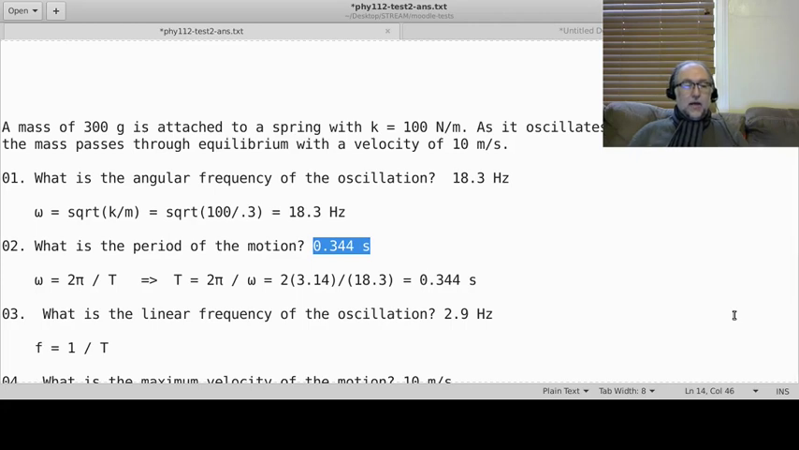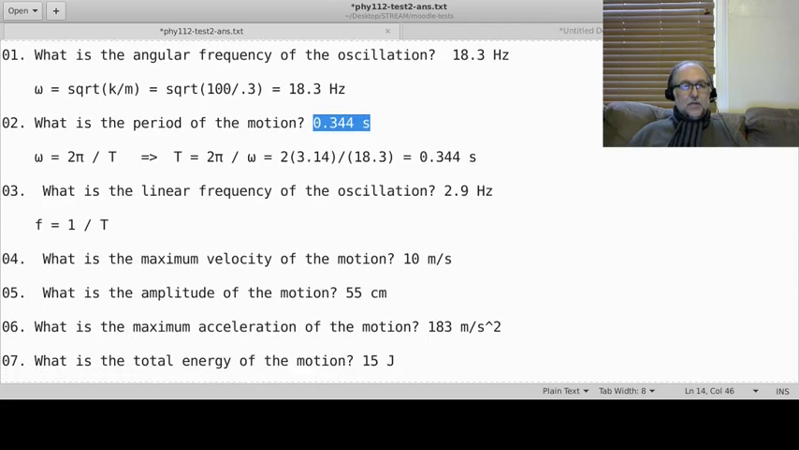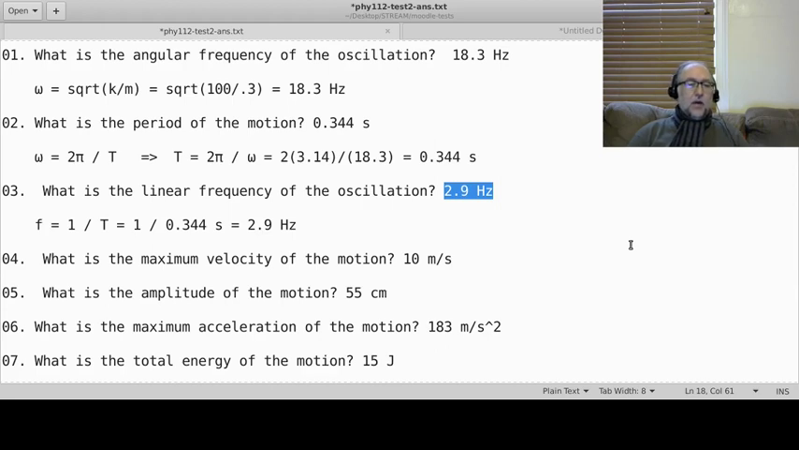Okay, and what is the linear frequency? Well, the linear frequency and the period are related to one another by being reciprocals, and so the linear frequency is just 1 over the period, and we just found the period, so that's 1 divided by 0.344, and that's going to give you 2.9 hertz. Okay, so nothing very deep there.